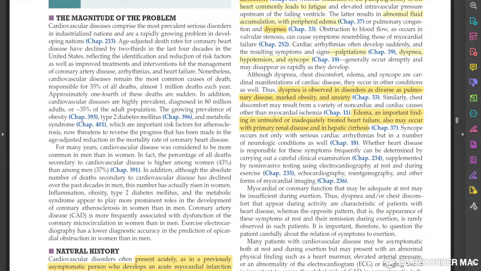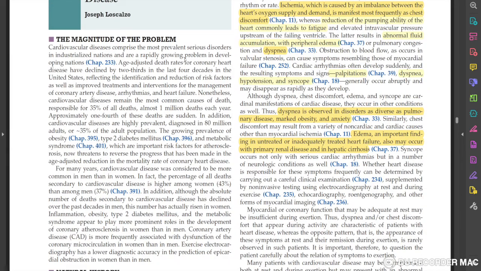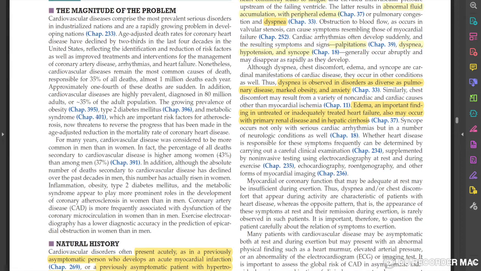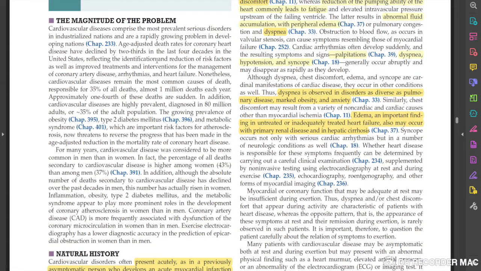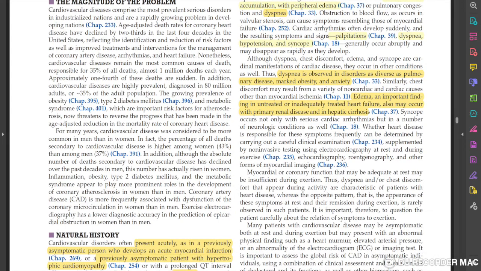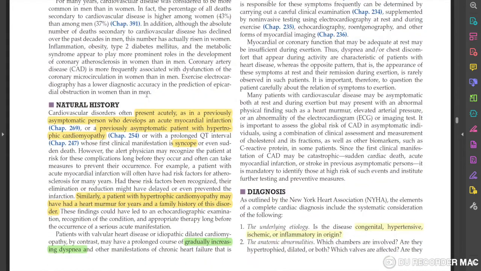Okay, so starting with the magnitude of the problem. In the Indian scenario, the magnitude of the problem is much larger than in the West, and the Harrison book is from the United States. So the majority of the epidemiology and this magnitude and all these things are from the US part, so I am skipping this and the natural history.